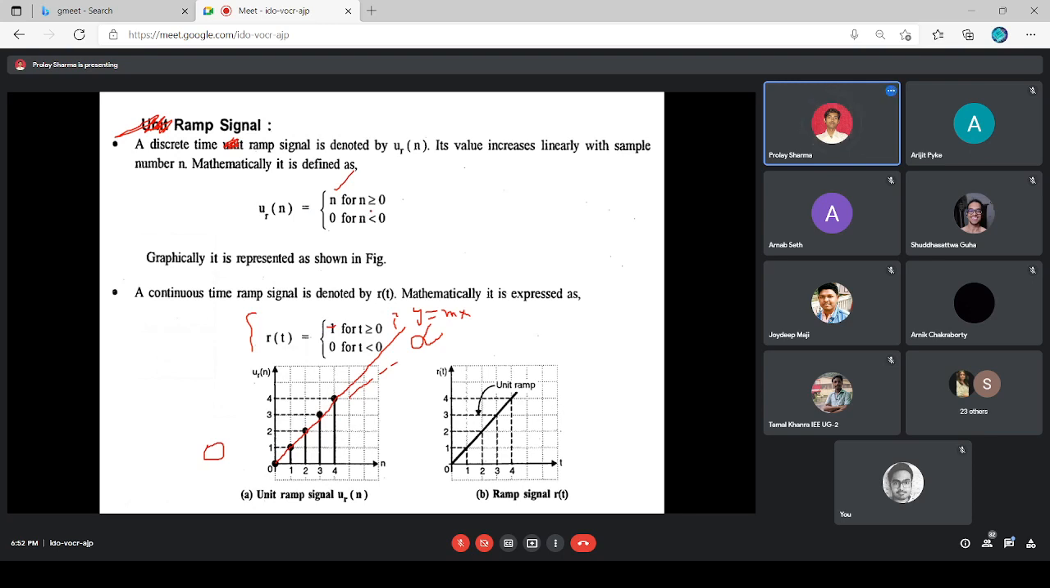n equal to 0, amplitude will be 0. n equal to 1, amplitude will be 1. n equal to 2, amplitude will be 2. n equal to 3, amplitude will be 3. So as n increases, amplitude will also increase, with the value of n, amplitude will also increase. Okay, so this is called the ramp signal.